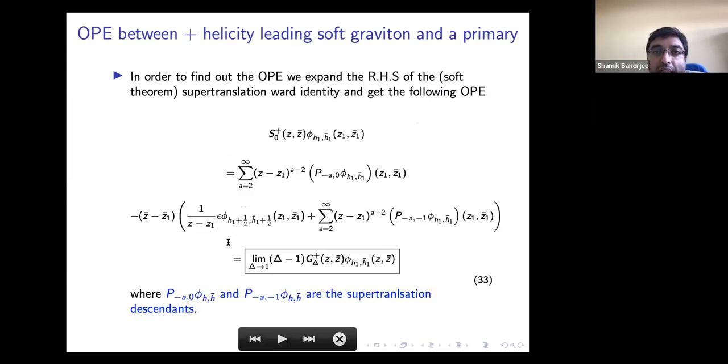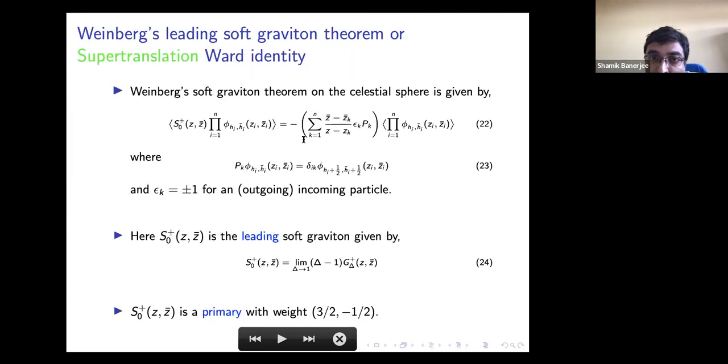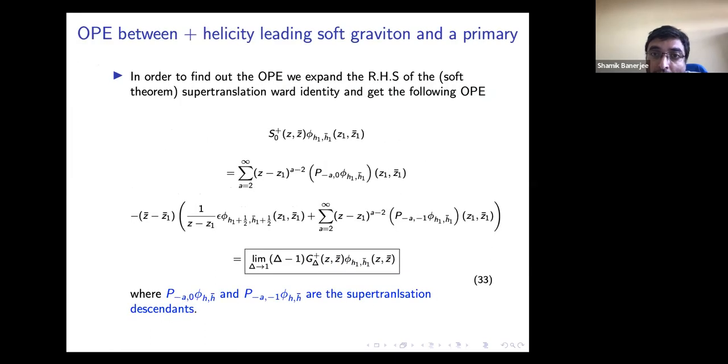Okay, so now actually we also have to know what is the OPE between this S plus naught ZZ bar, which is the leading positive helicity soft graviton, and a phi, and one can easily check that it has this form, where this P minus A naught phi HH bar and P minus A minus 1 phi HH bar are the super translation descendants.